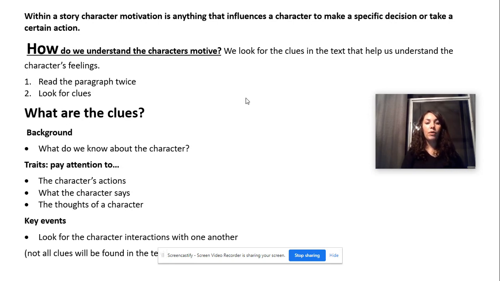So step one, you are going to read the passage twice for comprehension. And then step two, you're going to be again looking for your clues. So what are the clues? You're going to focus on the background. What do we know about the character? The traits to pay attention to are the character's actions, what the character is saying, the character's thoughts. Key events: look for the character interactions with the other characters. Now, as I'm going through these clues, I want you to know that you will not always find every single clue. This is just to be used as a guide.